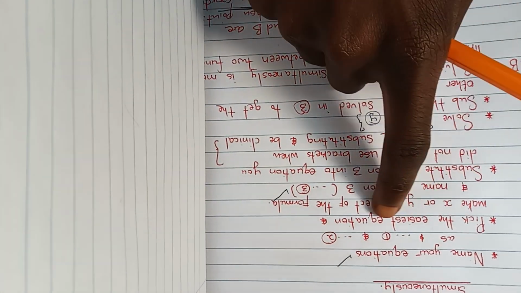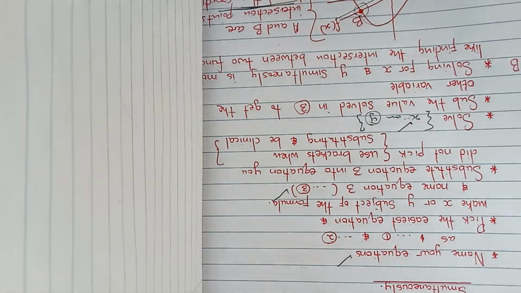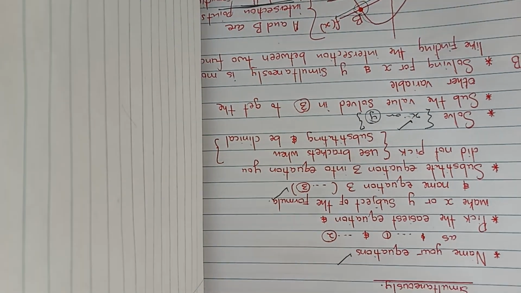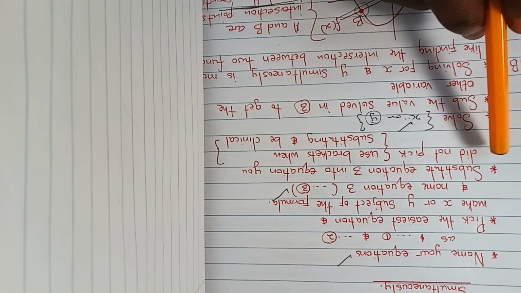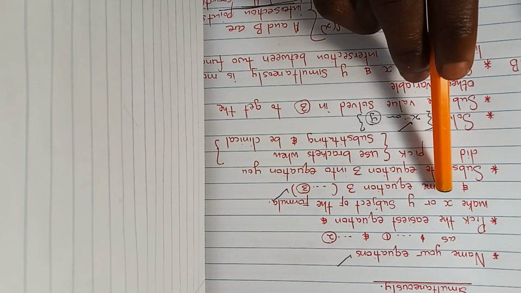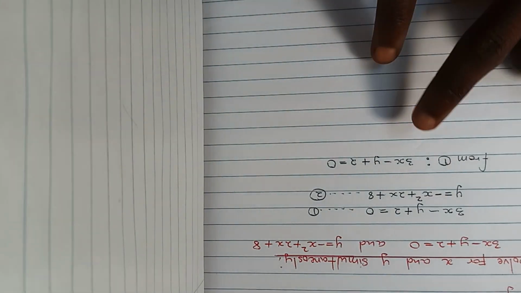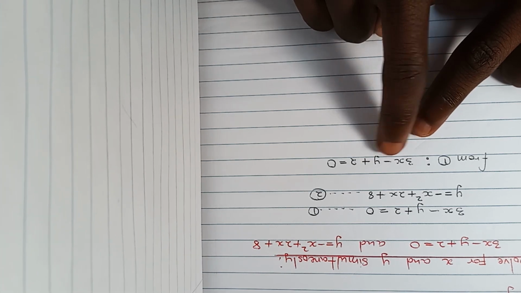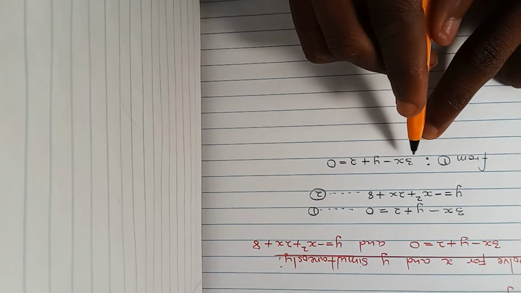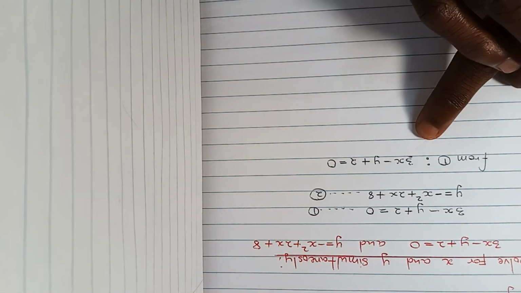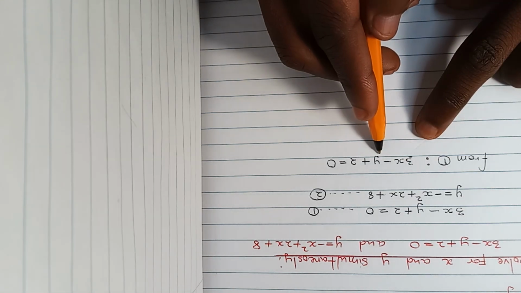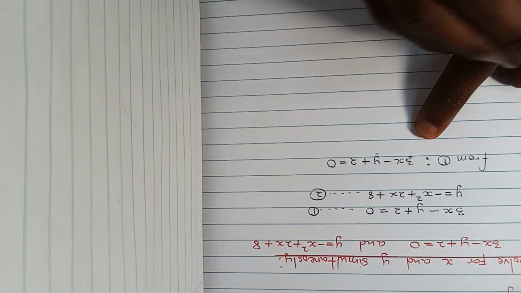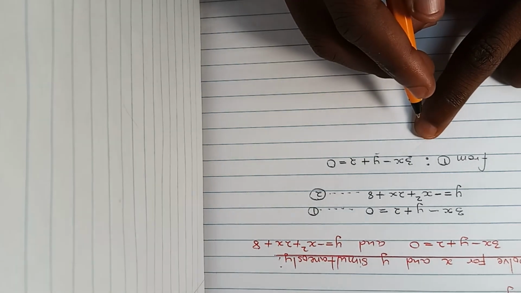I did pick my equation, which is the easiest. Now I have to make x or y the subject of the formula and name that equation, equation 3. So which one is easy to be the subject of the formula? You see, x has that 3, and that's a problem. But if you look at y, it has no 3, so I can make y the subject of the formula.